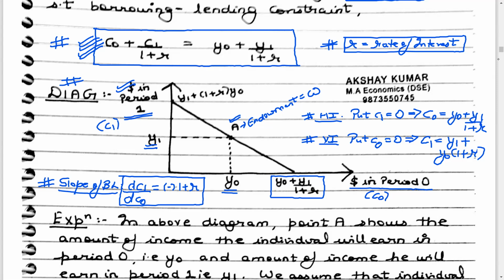Let me again interpret the slope for you. The slope, which is -(1 plus r), indicates that if the individual gives up $1 of consumption in period 0, he can enjoy 1 plus r dollars of consumption in period 1. So this is our interpretation of the slope.